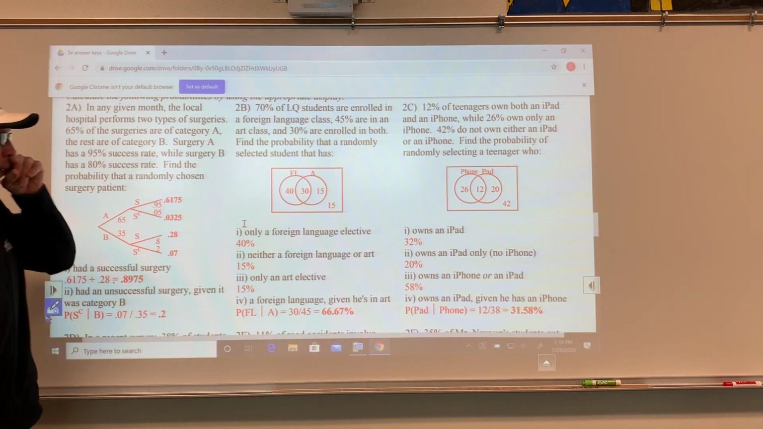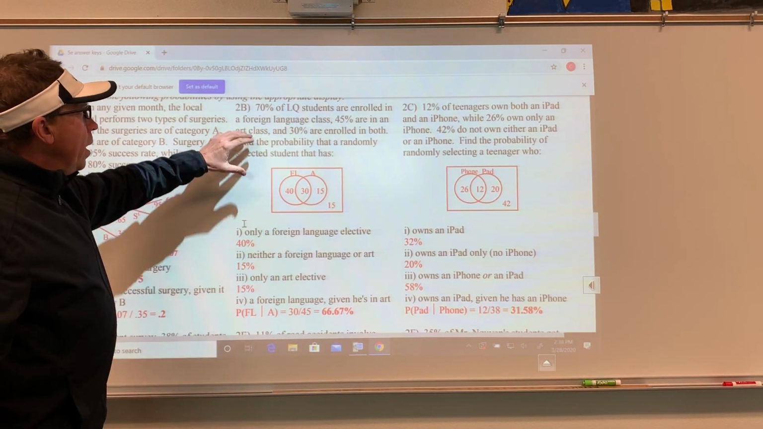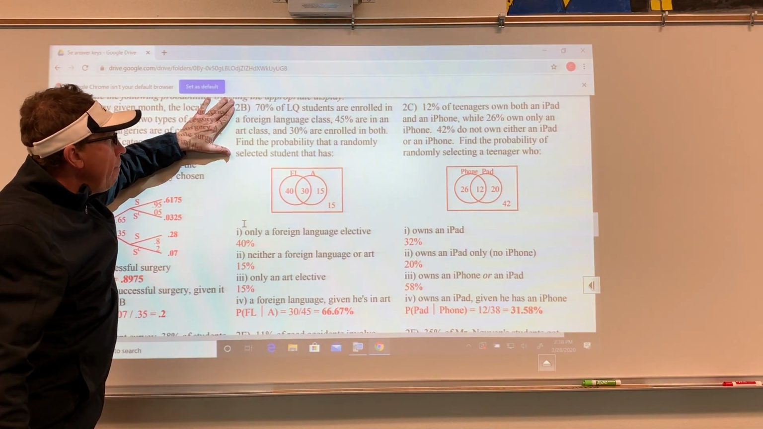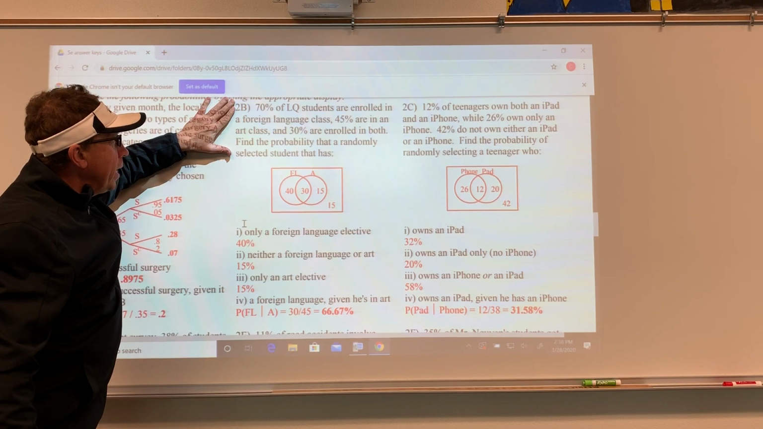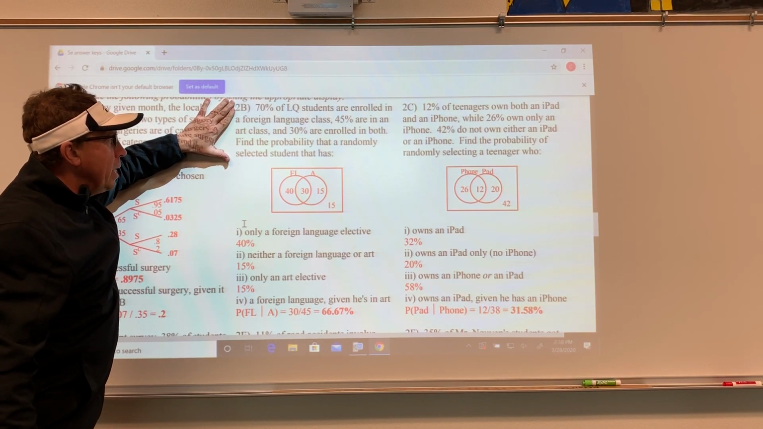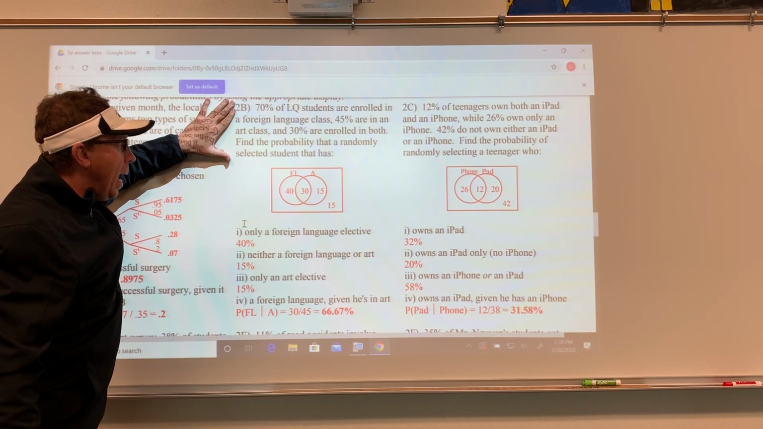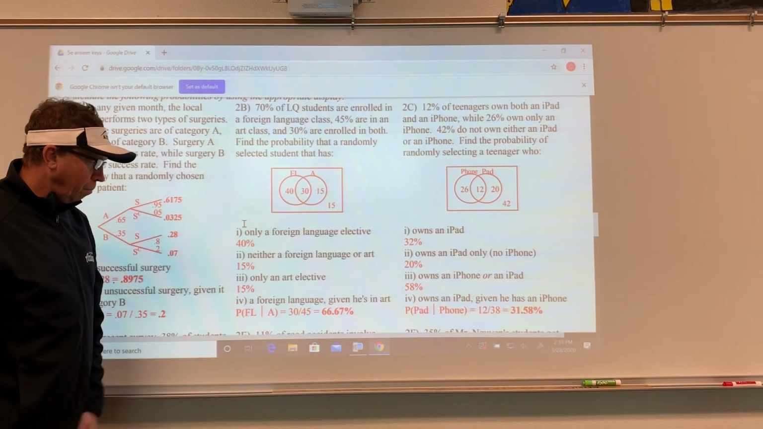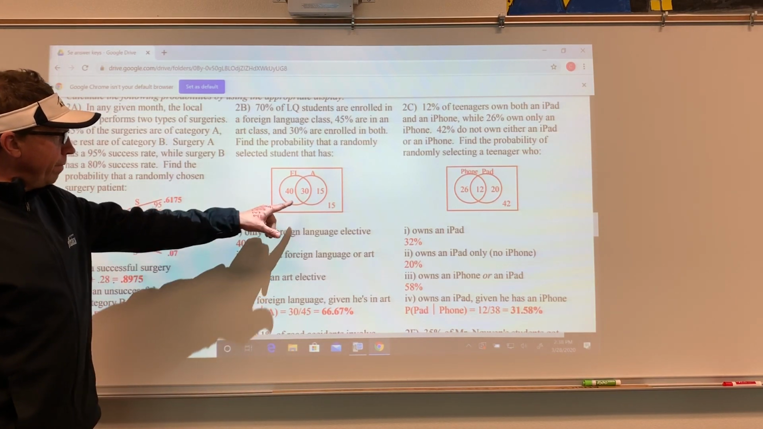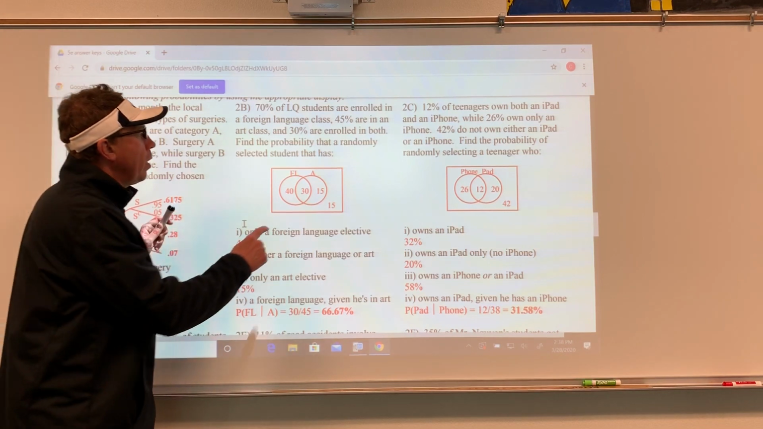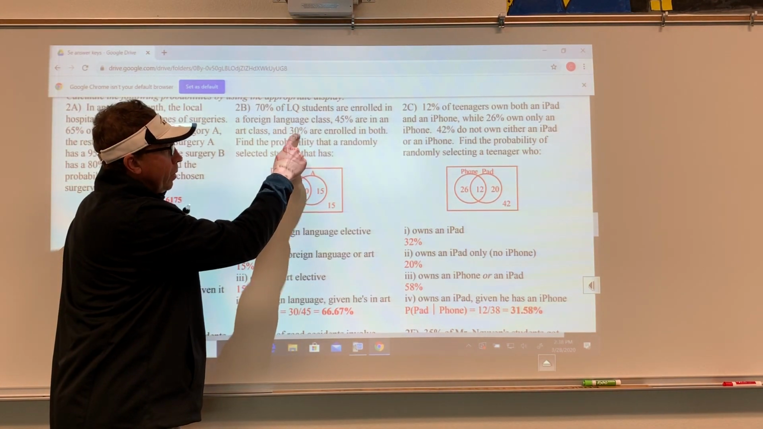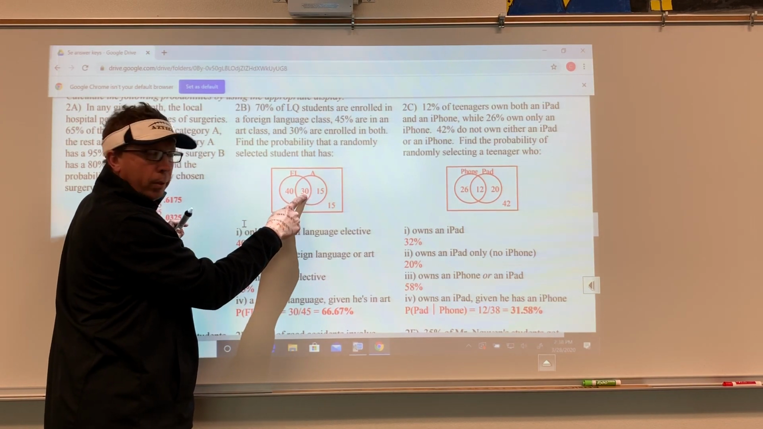The next one is going to be a Venn diagram, as you can see. 70% of LQ students are enrolled in a foreign language, okay? 45% are in arts, and 30% are in both. Find the probability that a randomly selected student has, and then I have several questions. First thing you do when you fill this out is you always start in the middle. The middle is both. So this 30% goes in the middle, okay?